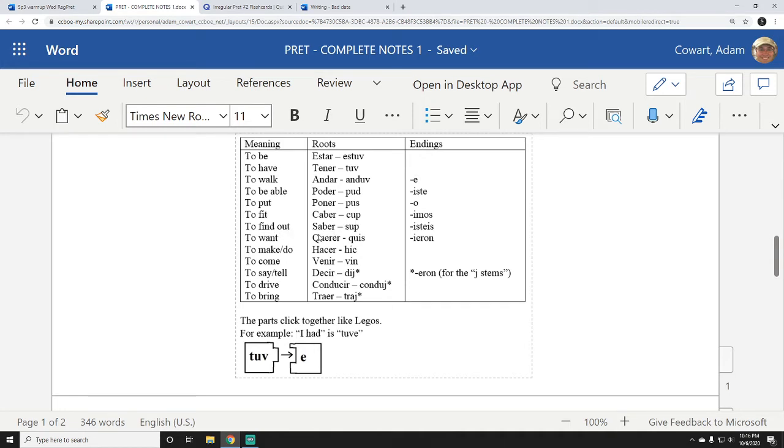Now, saber usually means to know, right? I know the answer. Yo sé la respuesta. I don't know. No sé. In the past tense, saber means to find out. So you would say something like, supe que Señor Cowart es mi primo. I found out that Señor Cowart is my cousin. And I think we could agree that'd be a weird day for all of us. But I'd be excited to have a new cousin.